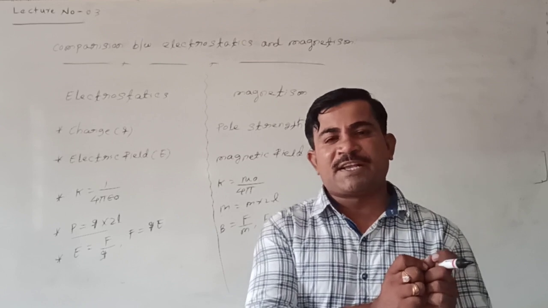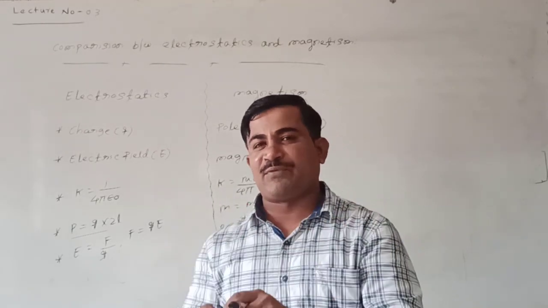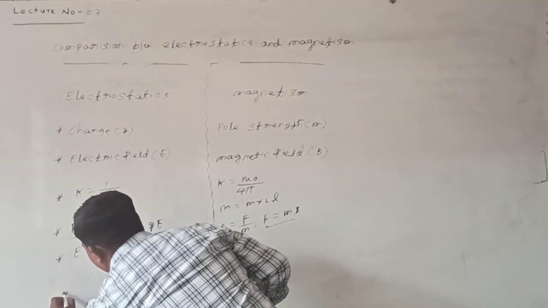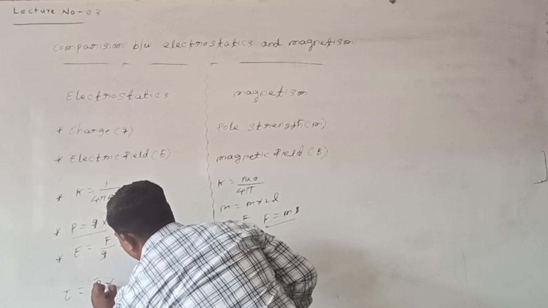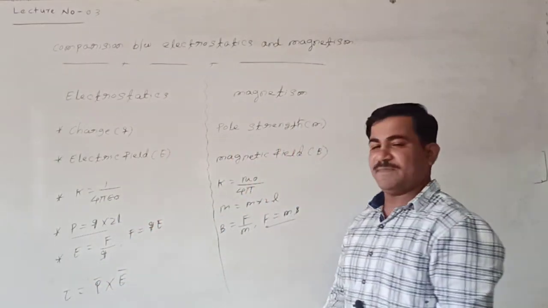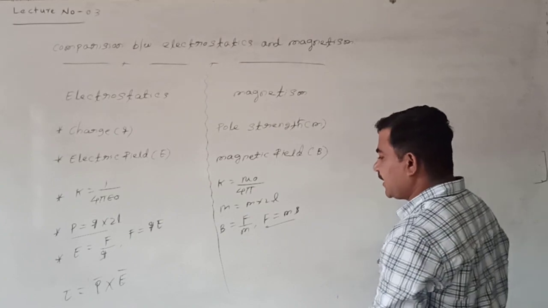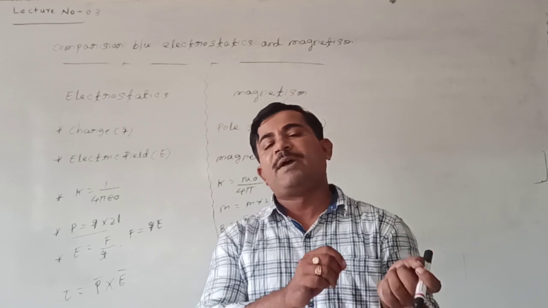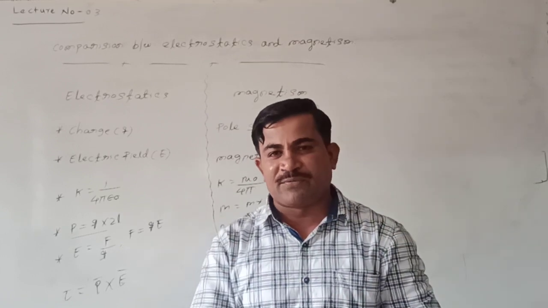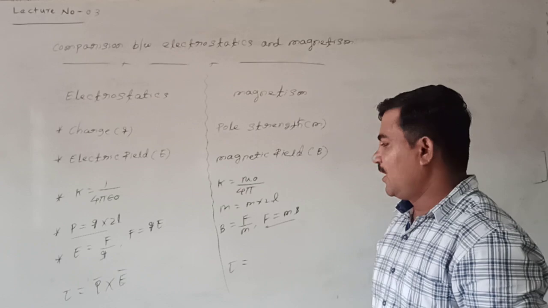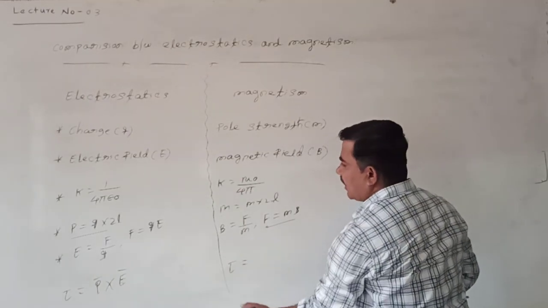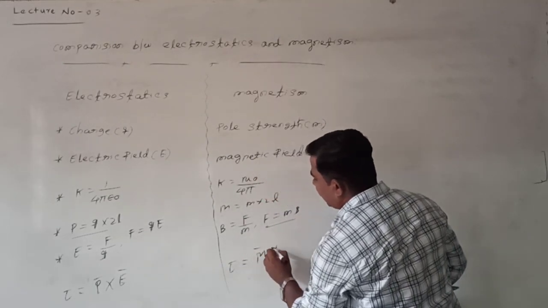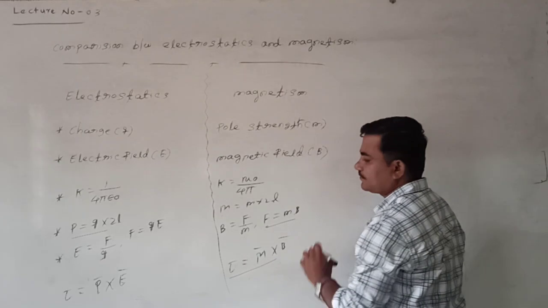Similarly, in electrostatics, when a dipole is placed in a uniform electric field, it experiences torque. How can the torque be represented in electrostatics? Torque is equal to P cross E. Right? Then in magnetism, how to represent the torque? Whenever a bar magnet or a magnetic needle or a magnetic dipole is placed in a uniform magnetic field, it experiences torque. So in the torque, P can be replaced by capital M, and E can be replaced by capital B.